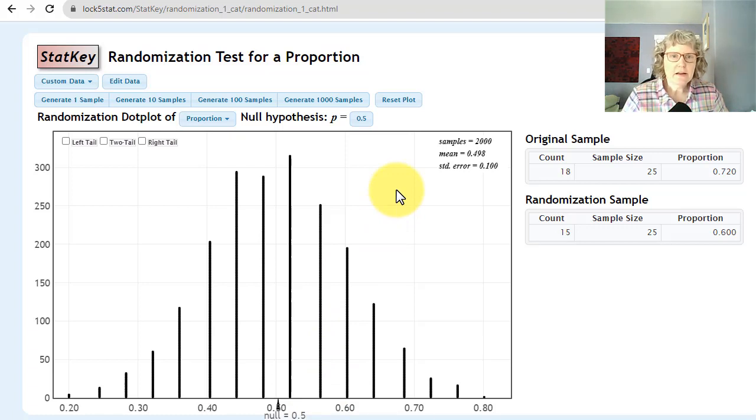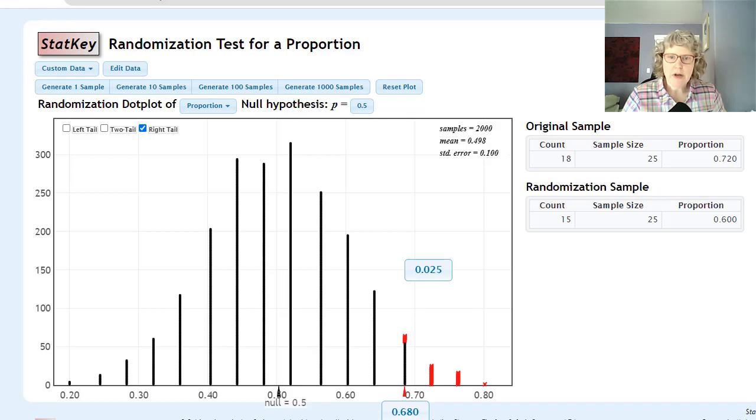And then we also saw in the previous video, when we were doing confidence intervals, that we could click on this two-tail. Well, now we're also going to use the left and right tail. Remember, we got 0.72, so we're going to the right. So I'm going to click on right tail. I think I need to move this up just a little bit.